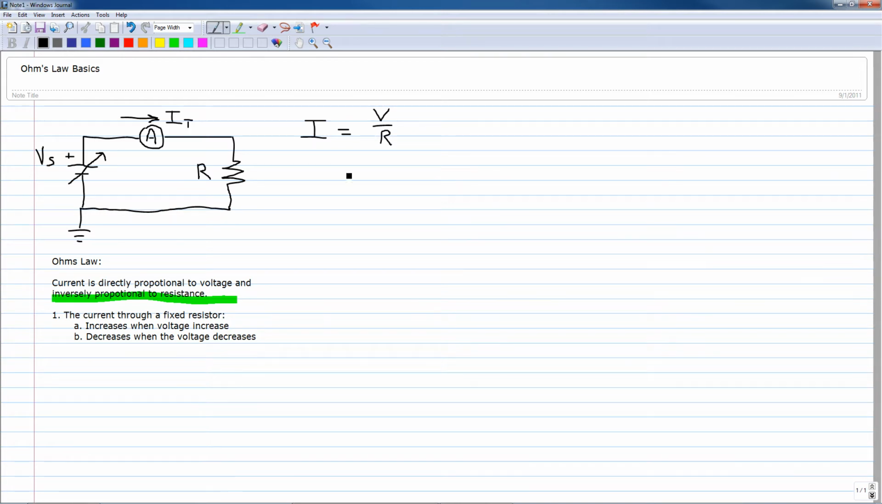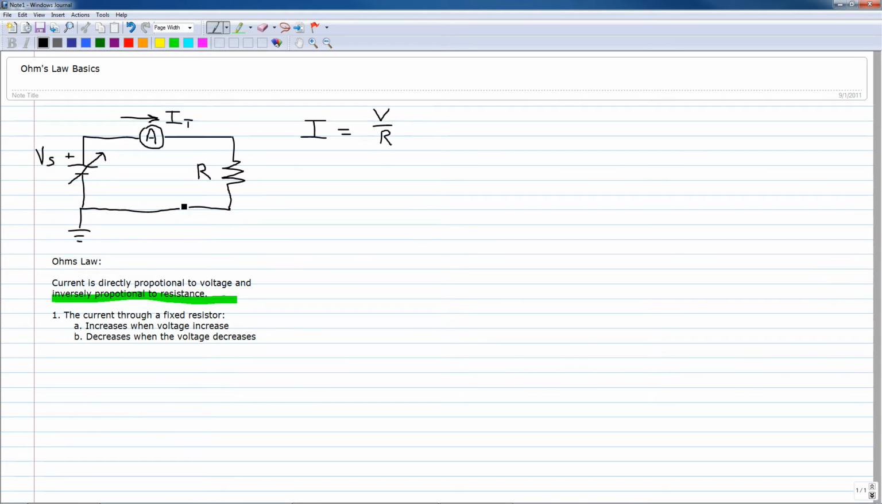If you look at this mathematically, if V is in the numerator and it goes up, then I will go up, assuming R stays the same. If V goes down, then I will go down, assuming R stays the same. Now, we can prove that mathematically.